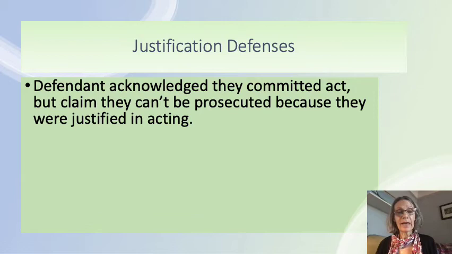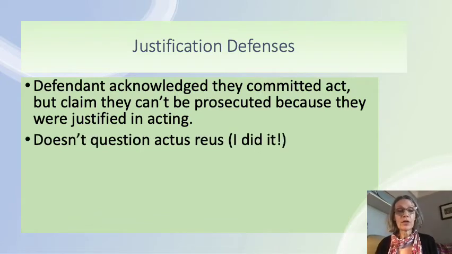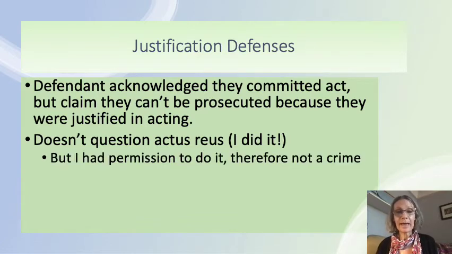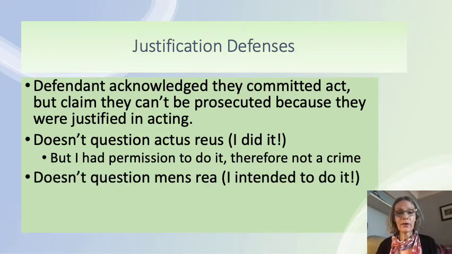So in a justification defense, the defendant acknowledges that they committed the act, but they claim they can't be prosecuted because they were justified in acting. So in other words, they don't really question actus reus. They said they engaged in this act, but because of some circumstances, they had some right to engage in that act. And because they had a right or a justification for engaging in that act, the act is not a crime. They don't question mens rea.